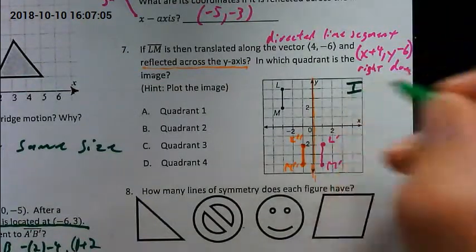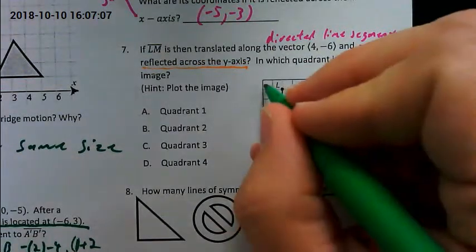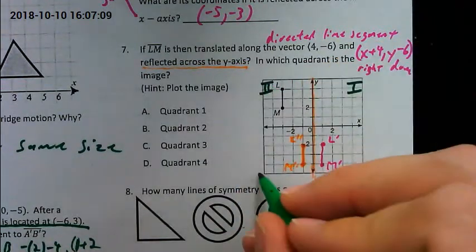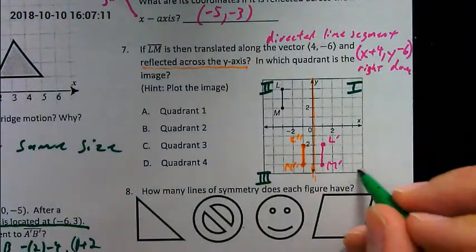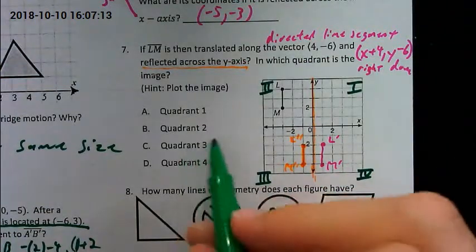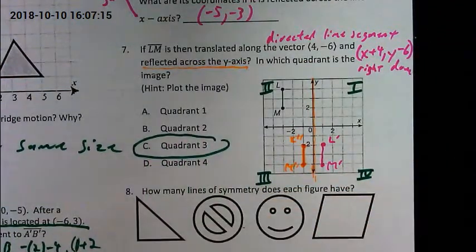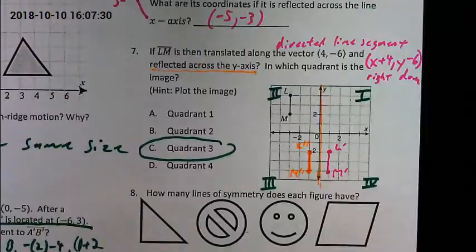Remember, you should know your quadrants back from algebra. This is 1. And then we go counterclockwise to name them. 3 and 4. So this is in quadrant 3, the final image. Now, do you have to use your actual graph in order to do that? No. Again, you could just use your notation to help you figure it out, right?